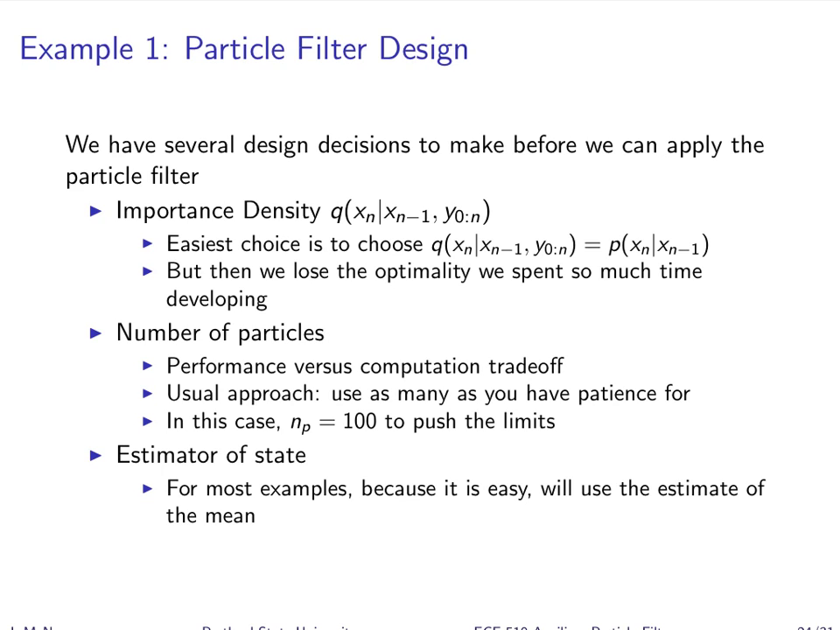For the number of particles, there's the usual trade-off between performance and computation, and as much as you have patience for or whatever your budget is. Before, I wanted to sell you on particle filters, and so I used 500, which was enough to show that it worked with something that's very fast on a modern computer. But in this case, with these auxiliary particle filters, I wanted to push the limits a little bit.